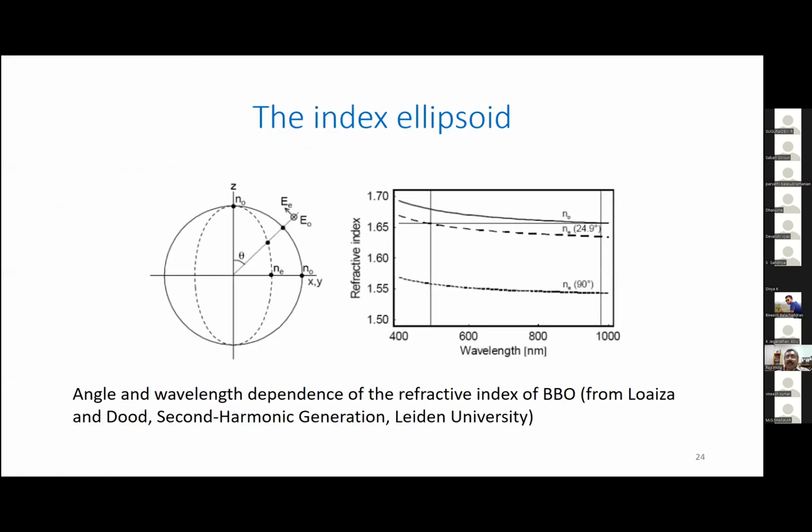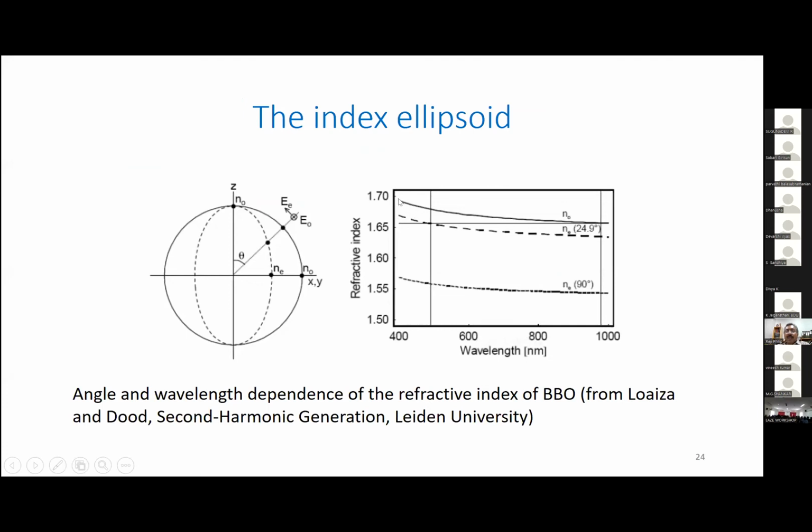Now, this is called the index ellipsoid. In the index ellipsoid, we can see that in whichever direction the ordinary ray has a constant refractive index, but for the extraordinary ray, it's an ellipse, and depending on the angle, you can see that the values keep changing. Now, in the case of BBO, this is the refractive index for BBO.